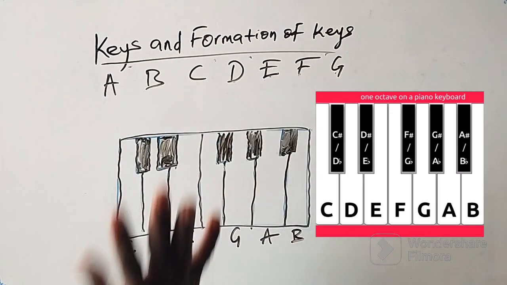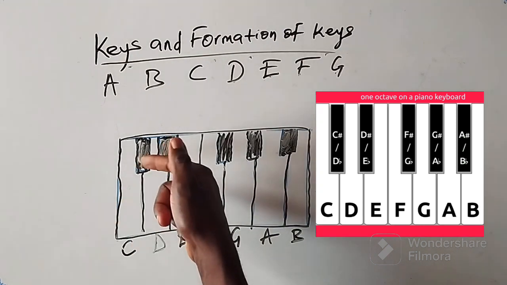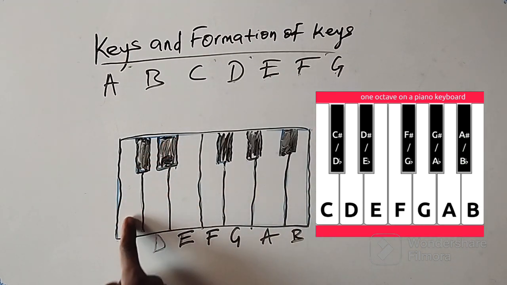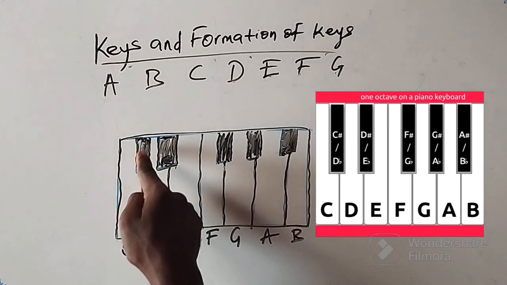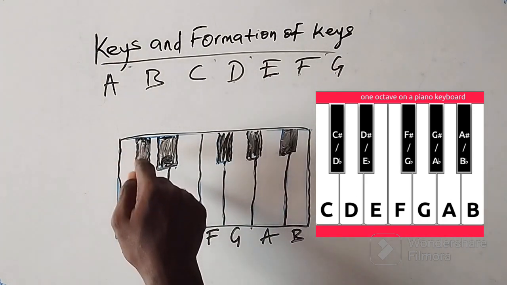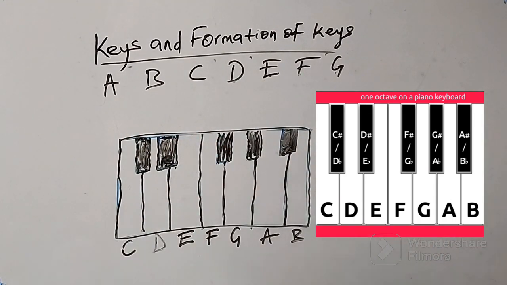They are independent on their own, but for them to have a name, they are called from here or from here. So they are in between C and D. That's why they have two names. For you to give this key a name, even though it has its own scales, its own everything like other keys, it depends on C or D to have a name. That is what you must know.